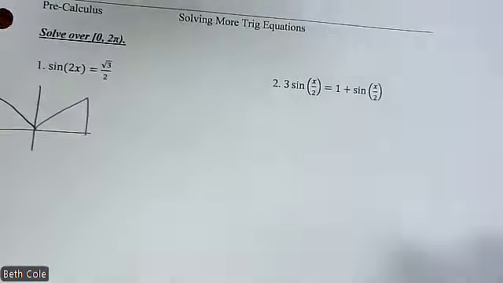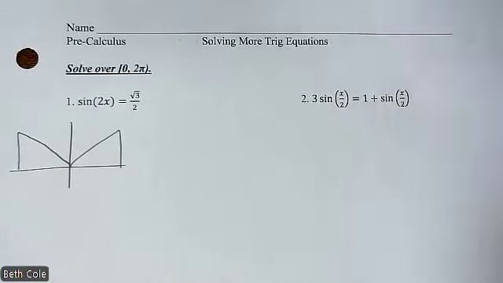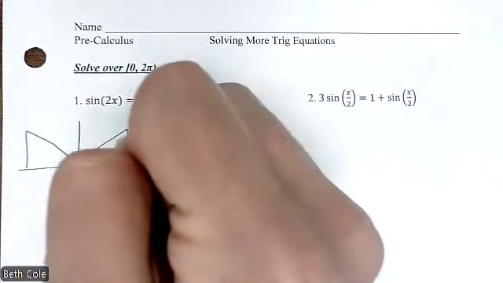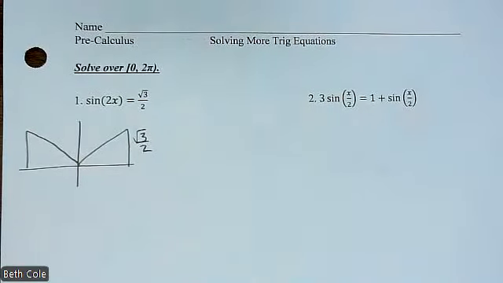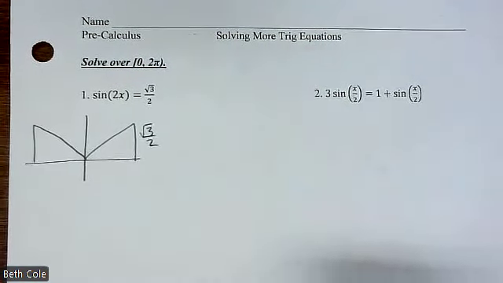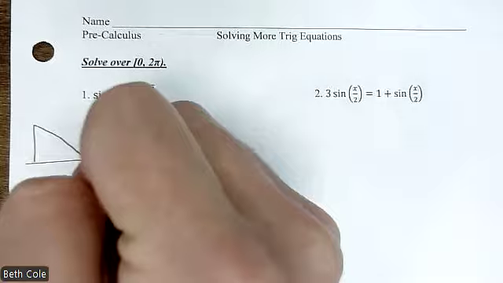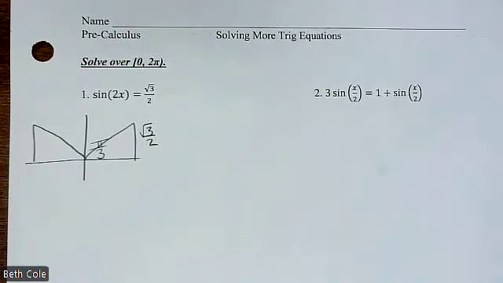Let me try and do this without messing up my projector here. All right, so sine is the y value. Here's our square root of 3 over 2. What angle goes across from that? All right, good. And if you guys stick with me, this will go nice, quick, and easy.